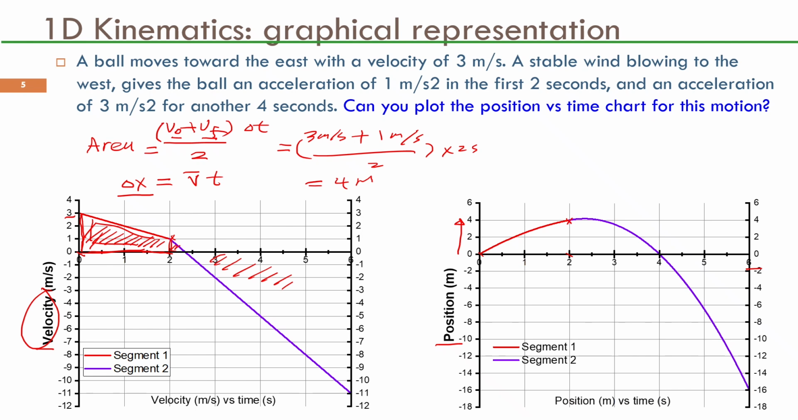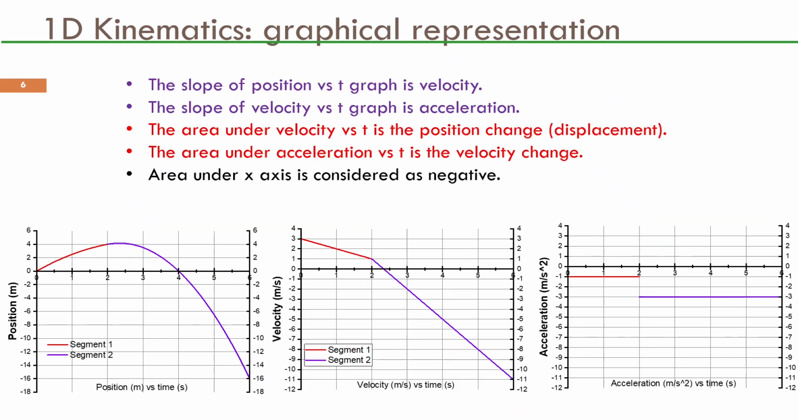Alright, so let's summarize what we have discussed today. So first, we showed that for the position versus time chart, its slope is velocity. And for the velocity versus time chart, its slope is acceleration. Okay, so that's the slope relationship. But we also showed that the area under the acceleration versus time chart is the change of velocity. And we also showed that for the velocity versus time chart, its area is the change of position. In other words, it's the displacement.